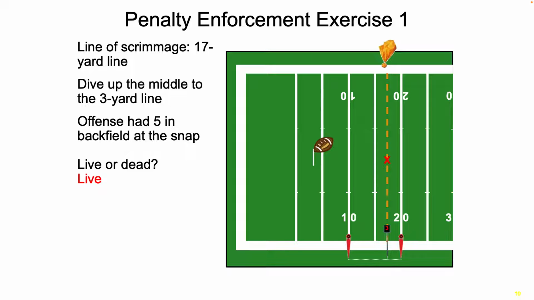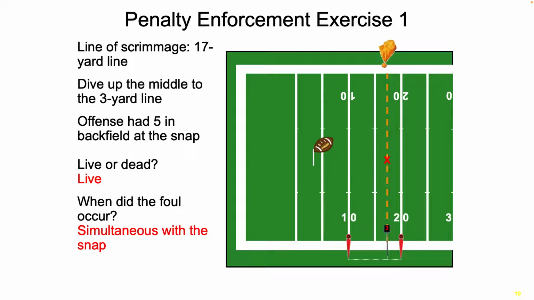This was a live ball foul. So what was happening, or what type of play was going on when the foul occurred? Remember our choices? Simultaneous with the snap, loose ball play, running play. When did the foul occur in this play? This was a simultaneous with the snap foul. This would be an illegal formation foul, which occurs simultaneously with the snap.